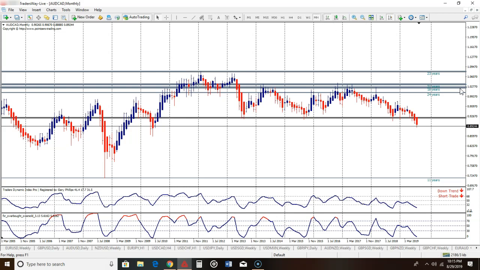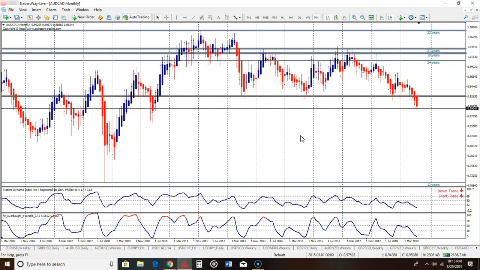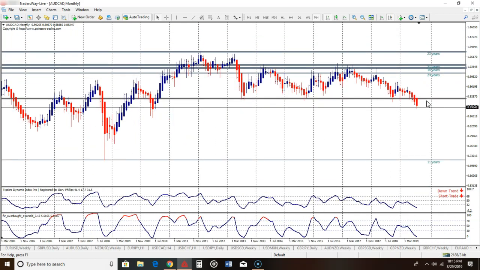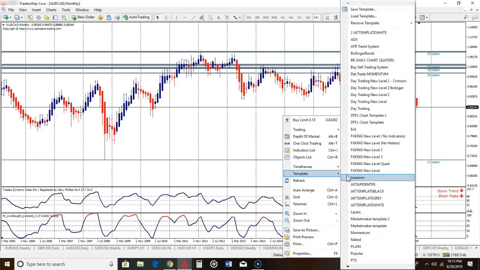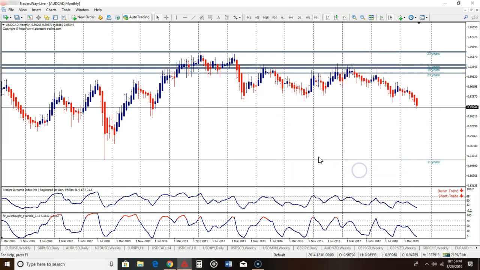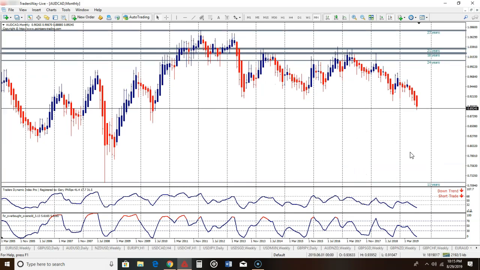So let me give you another example. Let's come back out of here, bring this back down, get rid of this level. As a matter of fact, let's just throw the template back on there. Let the chart clean itself up. There it is. So you see prices falling, right?